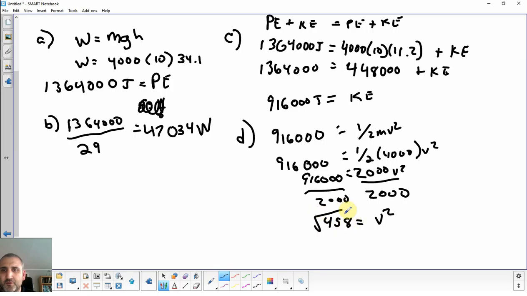And then I have to take the square root of both sides, and I will end up with a velocity of 21.4 meters per second. So it's a little less than 50 miles an hour at the bottom. So I hope that helped. It's pretty straightforward. Figure out the potential energy, use conservation of energy to figure out how much potential becomes kinetic, and then how fast that kinetic energy represents that you're going.